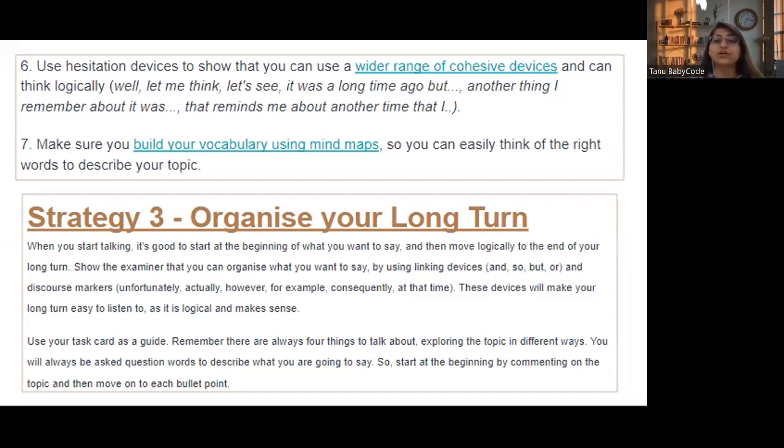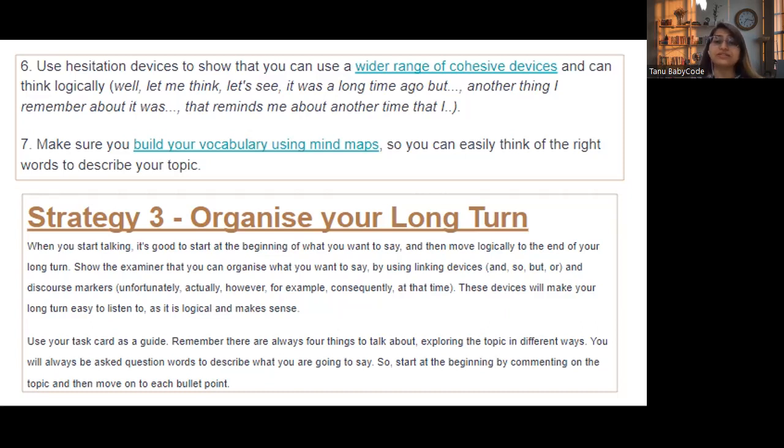So make sure you build your vocabulary using these mind map ideas and you can think of the right words to describe your topic. Strategy number three, you have to organize your long turn. When you start talking, start with good things and then move logically to the end of your cue card. Show the examiner that you can organize what you want to say by using linking devices. That means and, so, but, or.